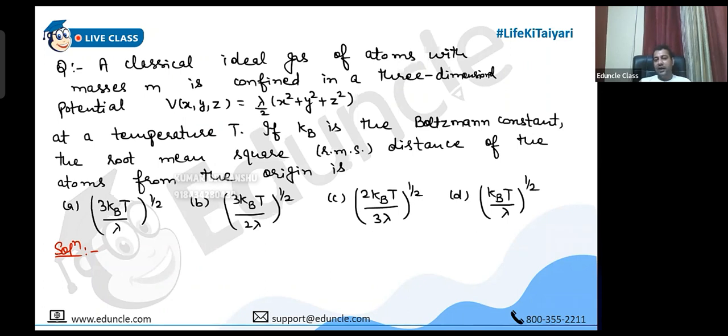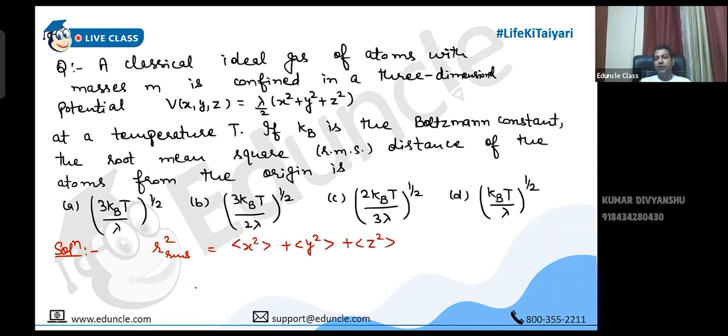It means your RMS square. R RMS square will be what? It will be x component square mean, y component square plus z component square. Because R vector is of the form xi, yj, zk. So R square will be x square plus y square plus z square. And according to this equation, can I write that this is equal to 2 by lambda into V?